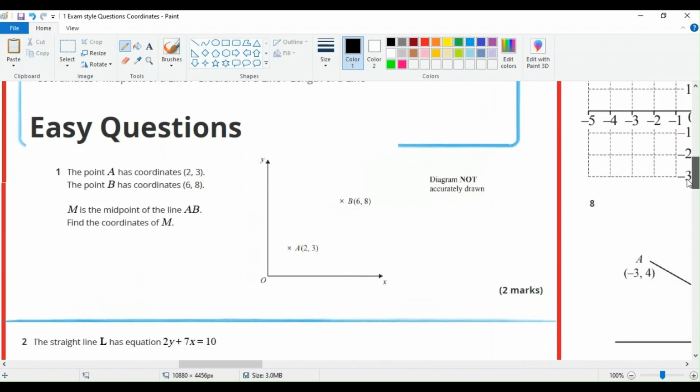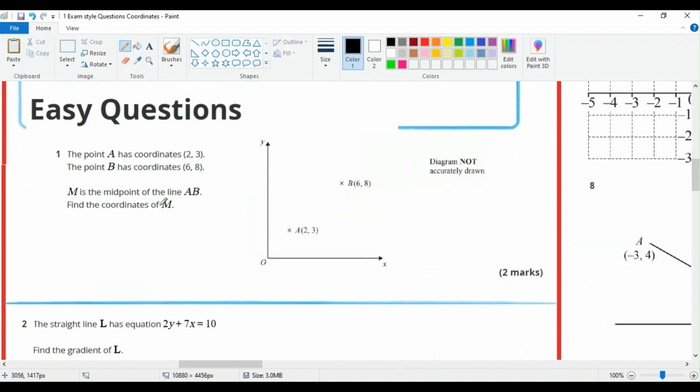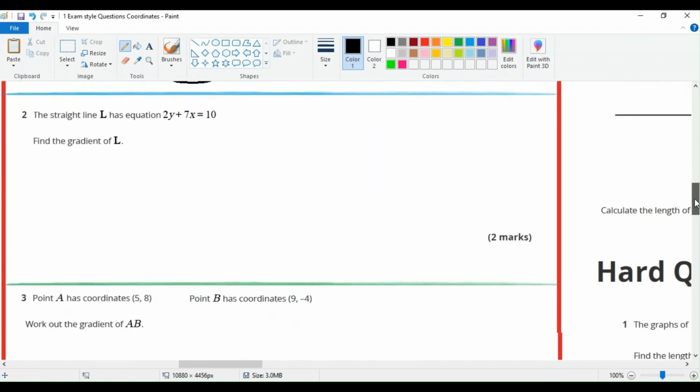Now in here, questions are very easy. Point A has coordinate 2, 3 and B has 6, 8. M is the midpoint. We need to find out the coordinates of M. That means 6 plus 2, both are x's, and 8 plus 3. That means 8 over 2 and 11 over 2. That means the coordinates of the midpoint are going to be 4 and 5.5. These two are the coordinates of the midpoint. Moving on to the next.